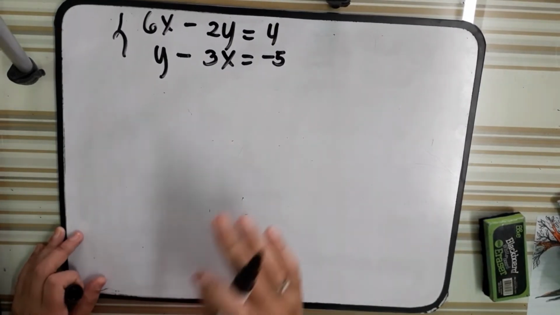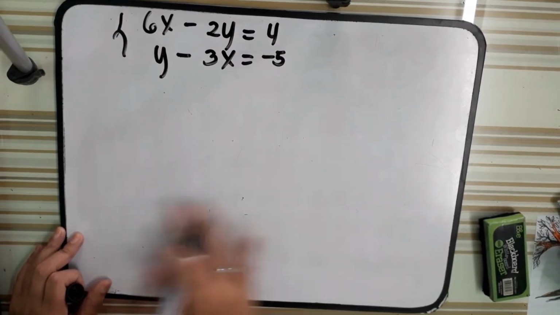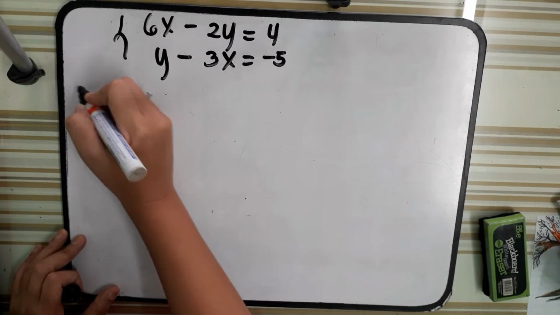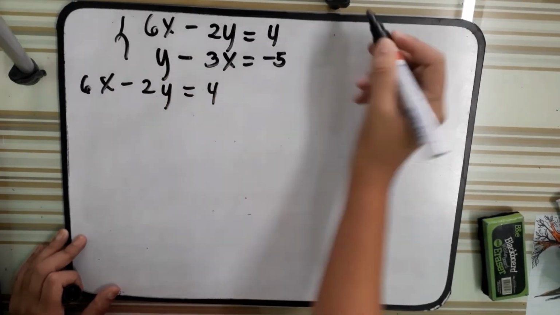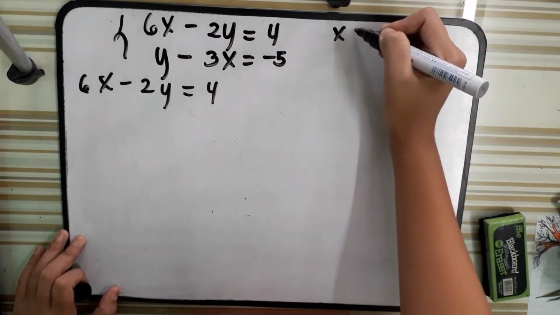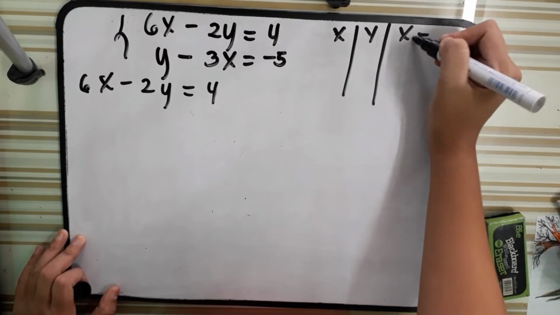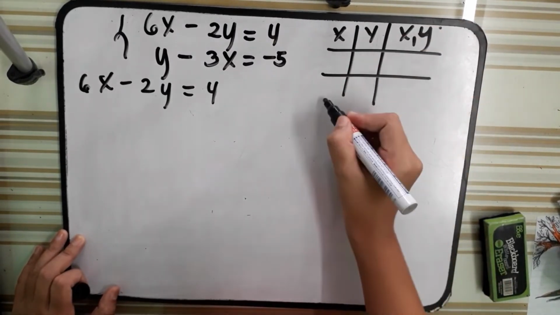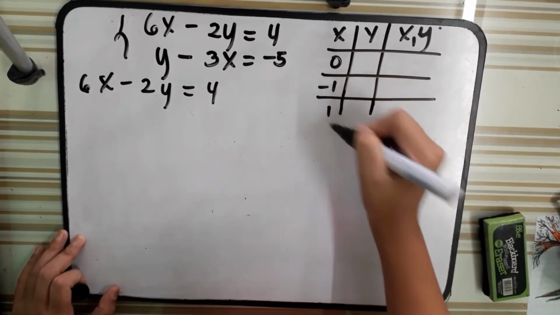Here, what we will do is use a table of values. So let's say we have the table of values for 6x minus 2y is equal to 4. I will put the table of values here: x and y. So, let's consider the points 0, negative 1, and 1.